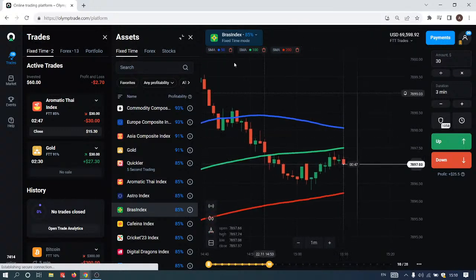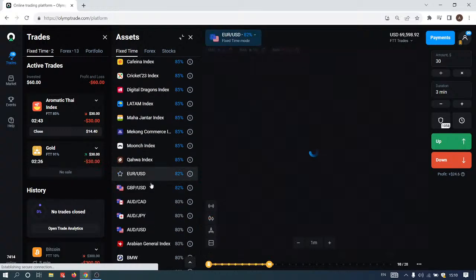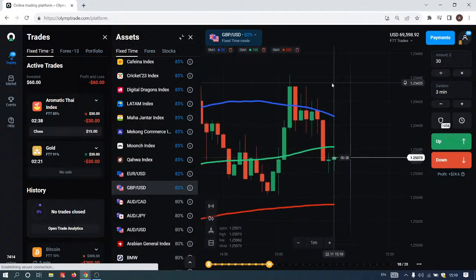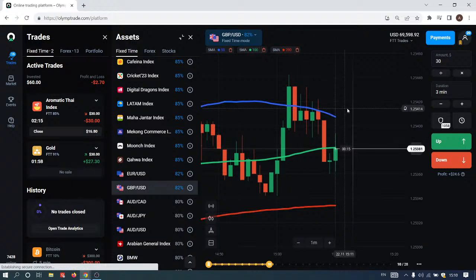Right, here it is, Braz index. Does everyone have this index available? Maybe not. Let's find something that is all right. Cool, we have found it. So GBP USD. As you can see in this strategy, we have three SMAs, or three simple moving averages. Why would we need three of them with the same period? No, in fact, they have different periods. They have periods of 50, 100, and 200.